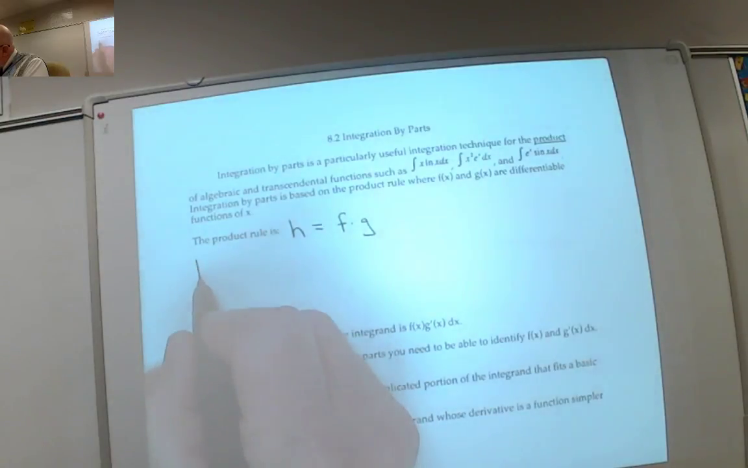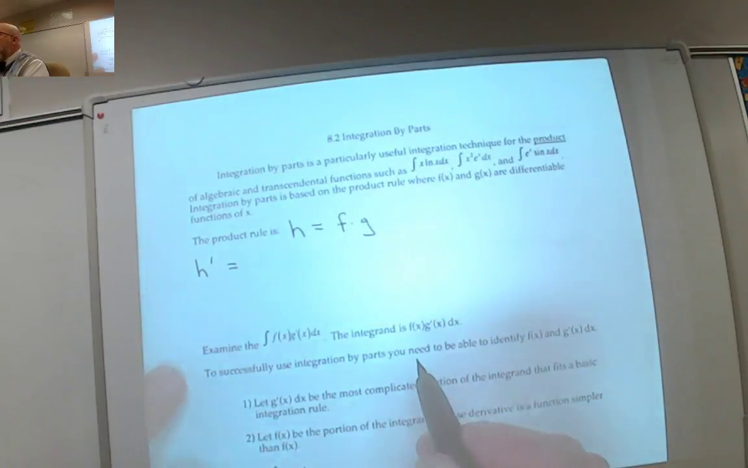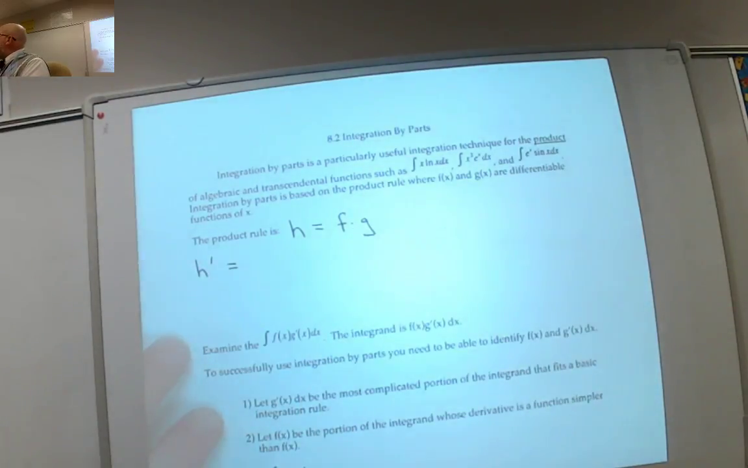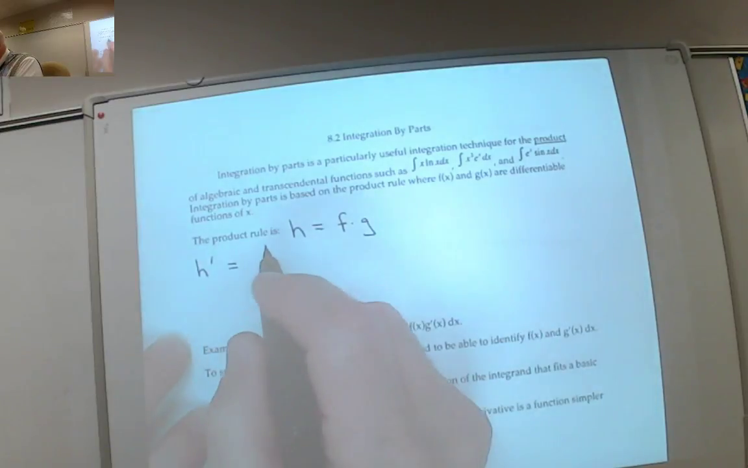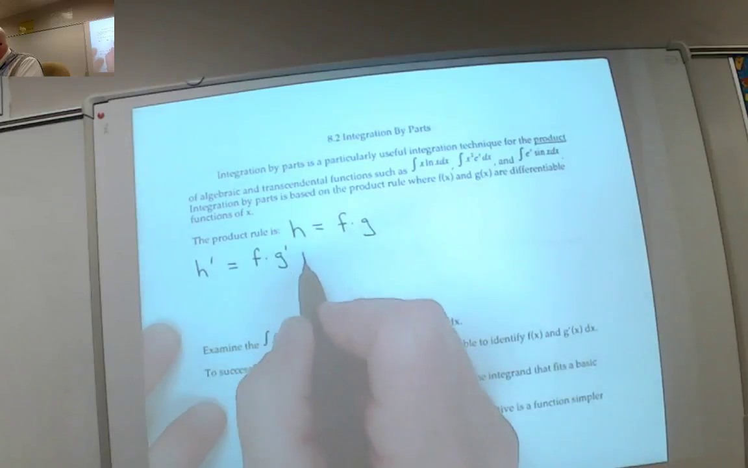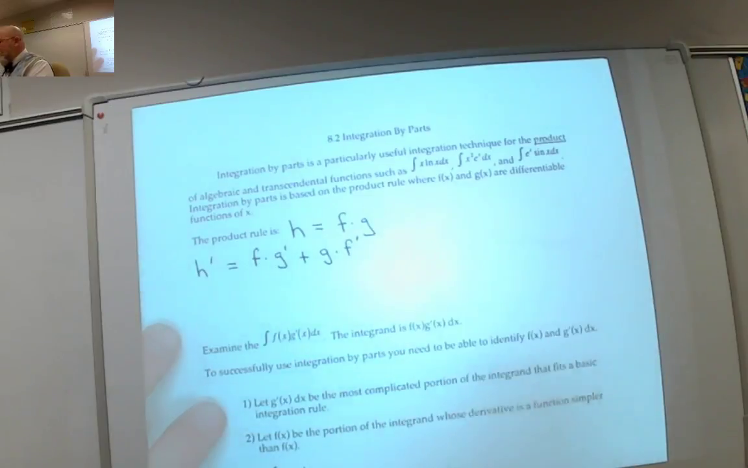We're going to take the derivative of this. So we're going to have to do the what rule? It starts with a P. Product rule. Okay, so what is the product rule? f prime times g plus f times g prime. Can I write it like this? Okay.